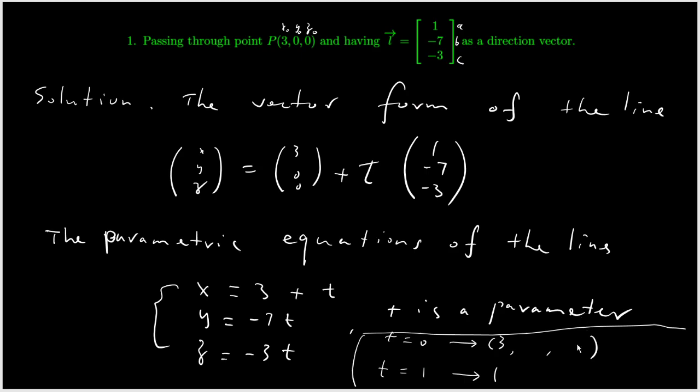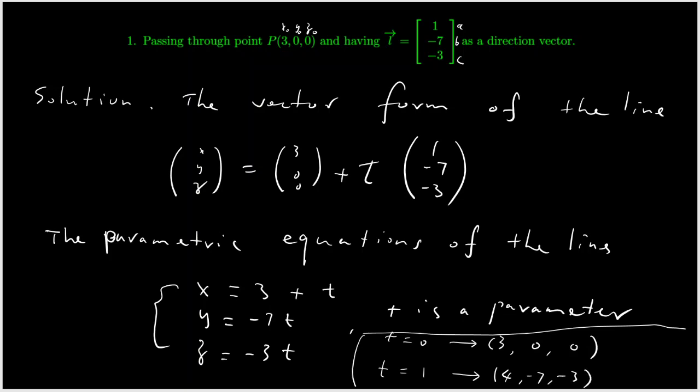I'm going to correct this. T value of 0 determines a point on the line with x coordinate of 3, y coordinate of 0, and z coordinate of 0. And t value of 1 determines 4, negative 7, negative 3. Hardy told me, and Ben told me too, I think: 4, negative 7, negative 3, right?